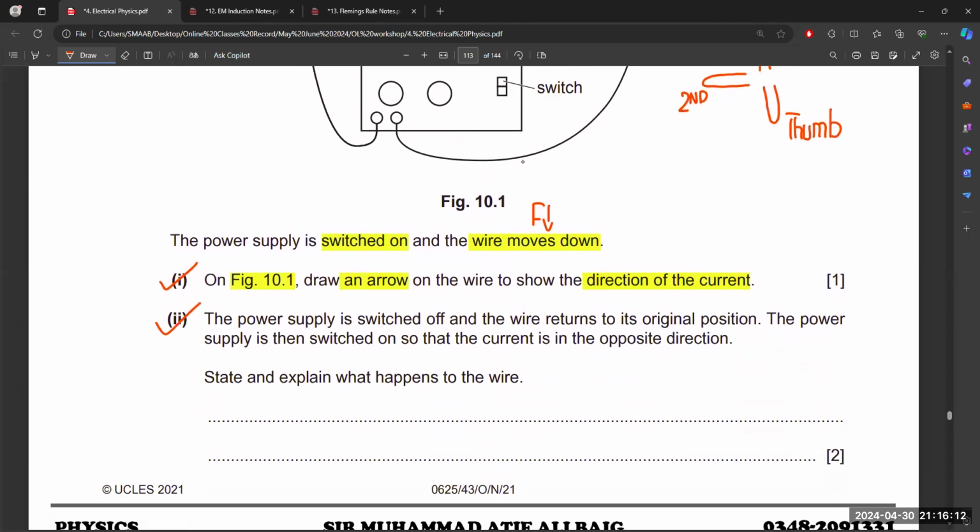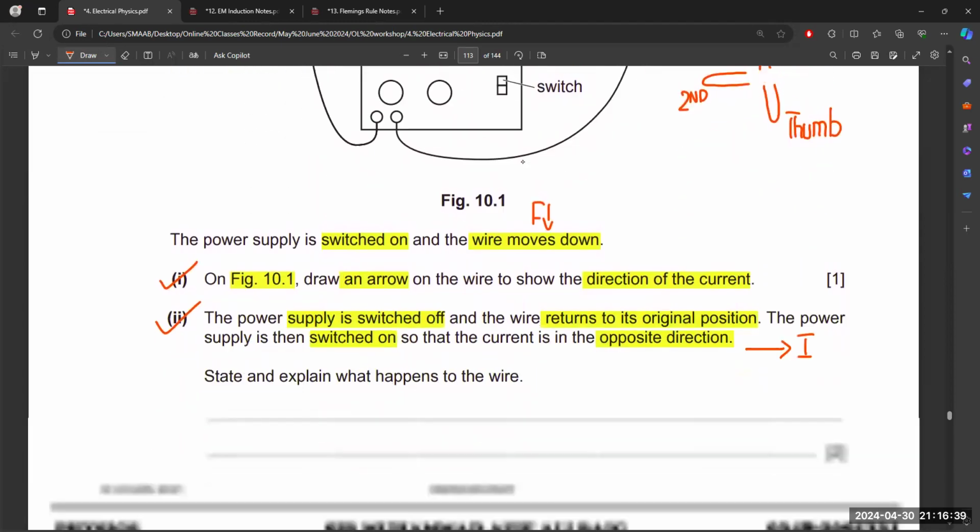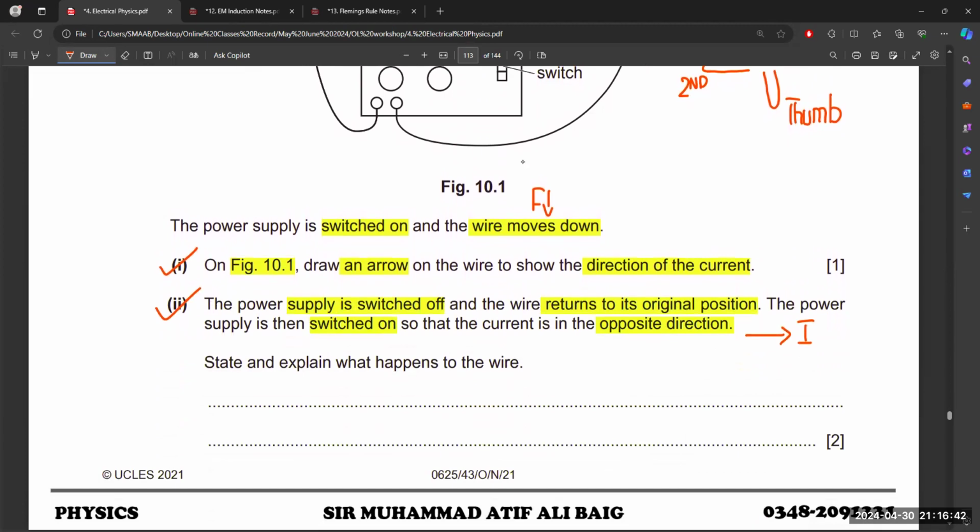Now the power supply is switched off and the wire returns to its original position. The power supply is then switched on so that the current is in the opposite direction. So basically now current is moving in the opposite direction, from left to right this time. Initially it was right to left, but now it is left to right. State and explain what happens to the wire.